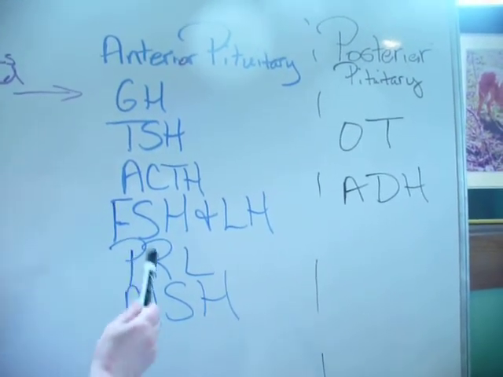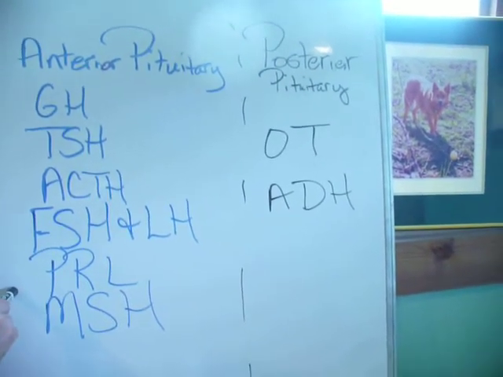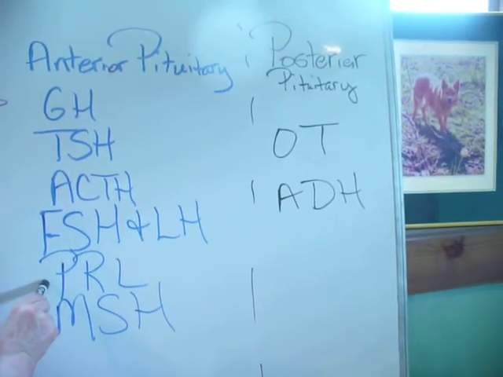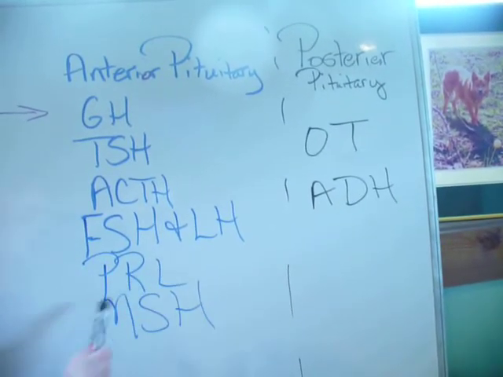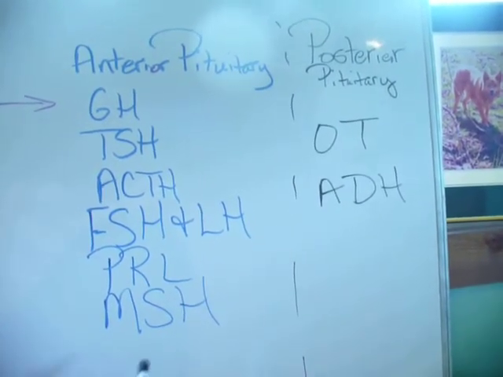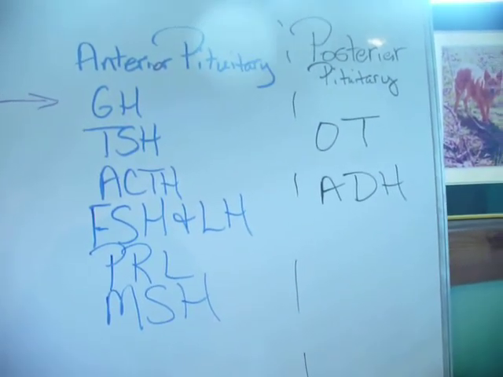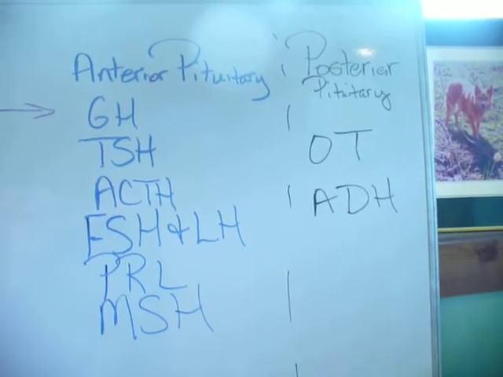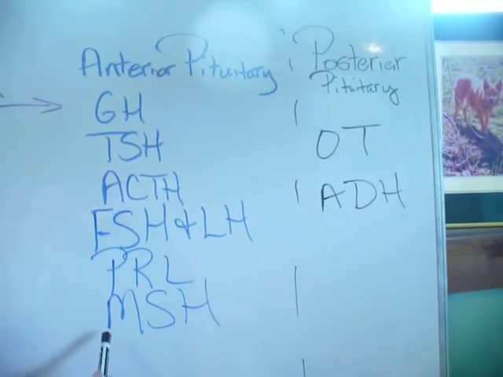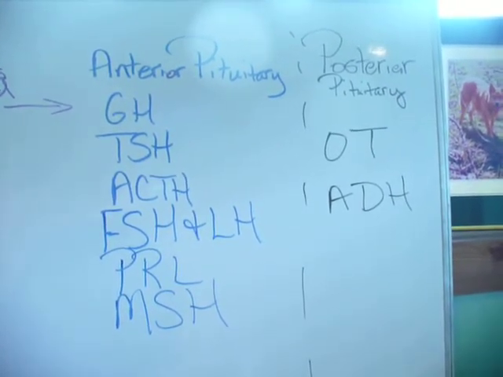Remember, there were the paired hormones, prolactin releasing hormone and prolactin inhibiting hormone. Here we have prolactin, which is produced by the anterior pituitary. The action is on cells of the mammary glands that then cause the production of milk. And there's another one we haven't seen yet, and that's melanocyte stimulating hormone.